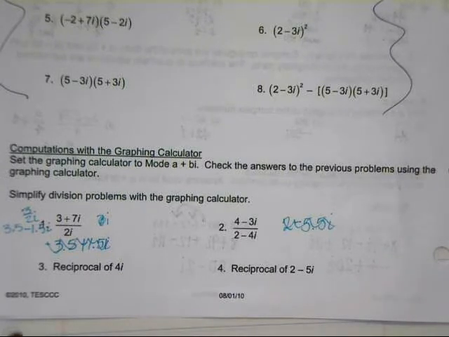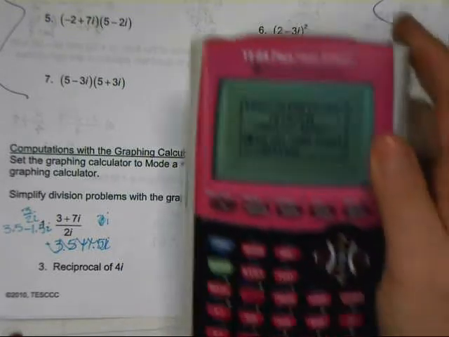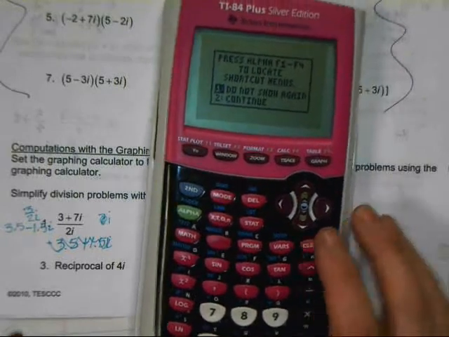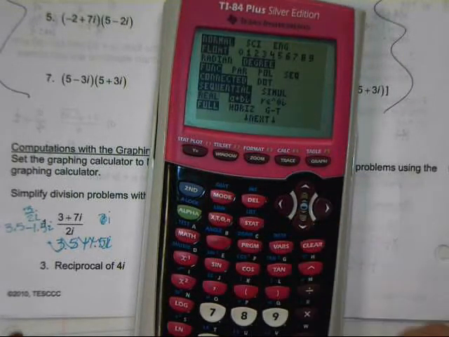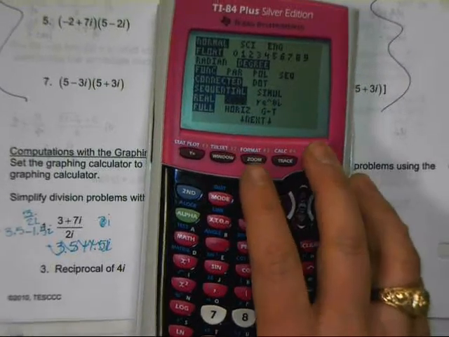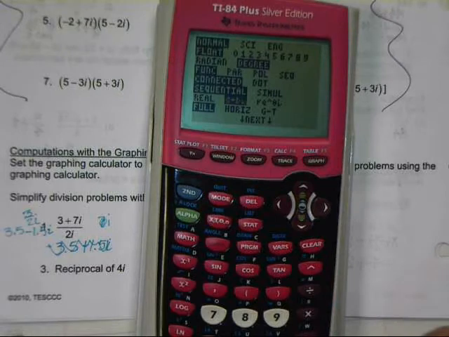Alright, computations with the graphing calculator. What you need to do is set your calculator to the mode of your complex numbers. So we're going to change it real quick. Turn on your calculator, go to mode. Scroll down to where it says real. Most of y'all's will say real. Scroll over to where it's flashing above a plus bi and hit enter. And then it's set to your complex number mode.